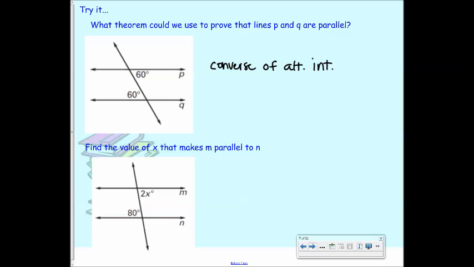Okay, do I need this word converse? Yes, because otherwise I would be proving that the angles are congruent, and I already know that, okay? So when you're trying to prove something, what does that mean to prove something? Justify it, exactly. So you're trying to come up with a reason that it's true, all right?